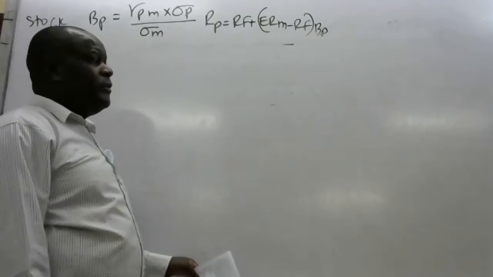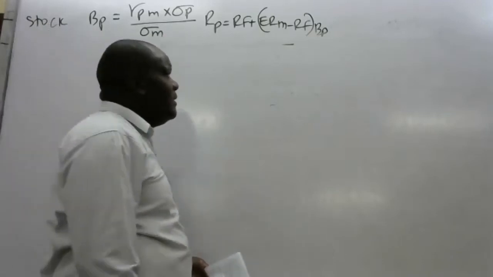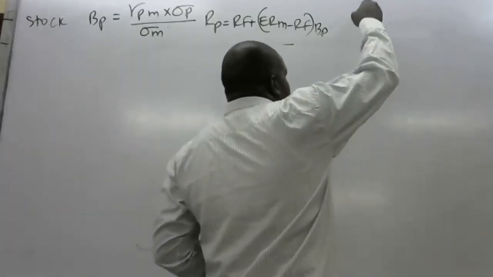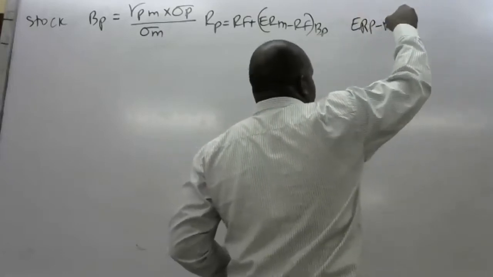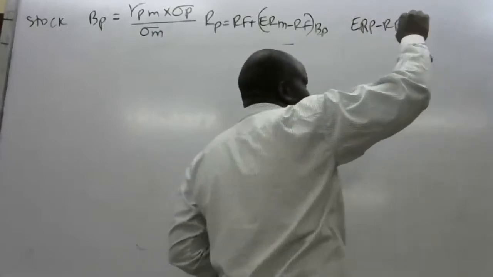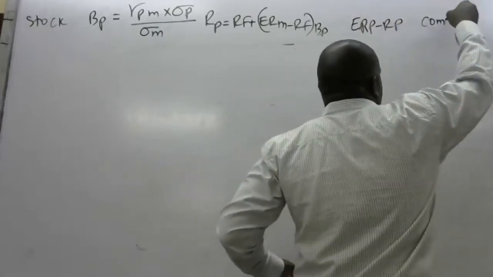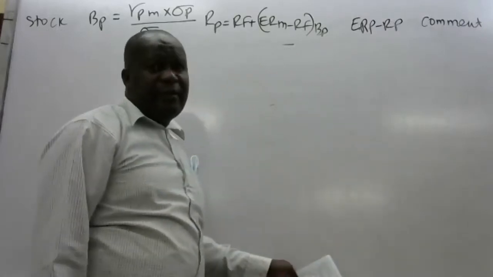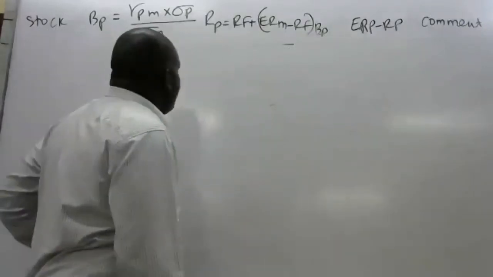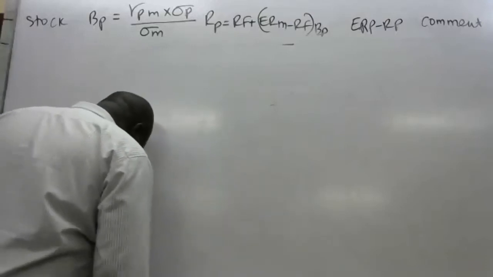The other one we were using the capital market line. Then you take the expected return of the portfolio minus the return for the portfolio. Then we shall be required to comment on that level.